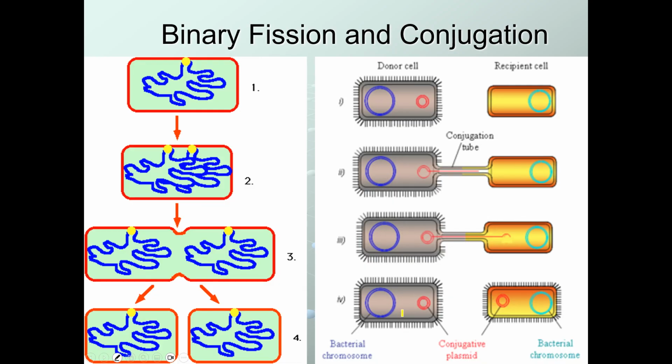Now, remember plasmids can replicate themselves, so once that plasmid is transferred, then this bacteria would now have the ability to conjugate. Okay, so it's not a reproductive process, it's just a gene exchange.